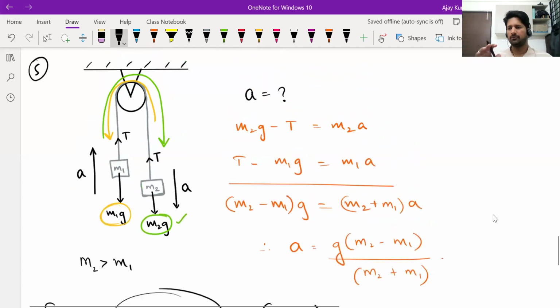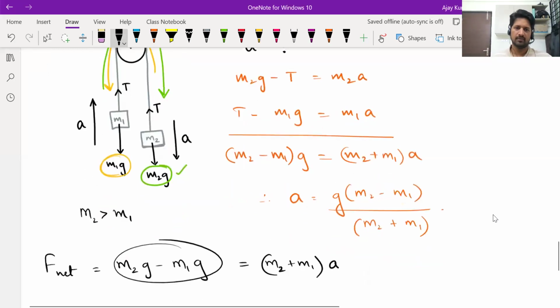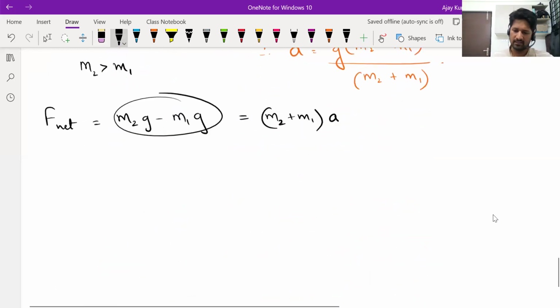So basically one force is trying to accelerate the system in one direction, and the other force is trying to accelerate the system in the exact opposite direction. As far as the motion of the system is concerned, these two are like opposite forces. So you can take net force, stronger force minus weaker force, equal to total mass into acceleration. Okay, let us use this idea in another problem.